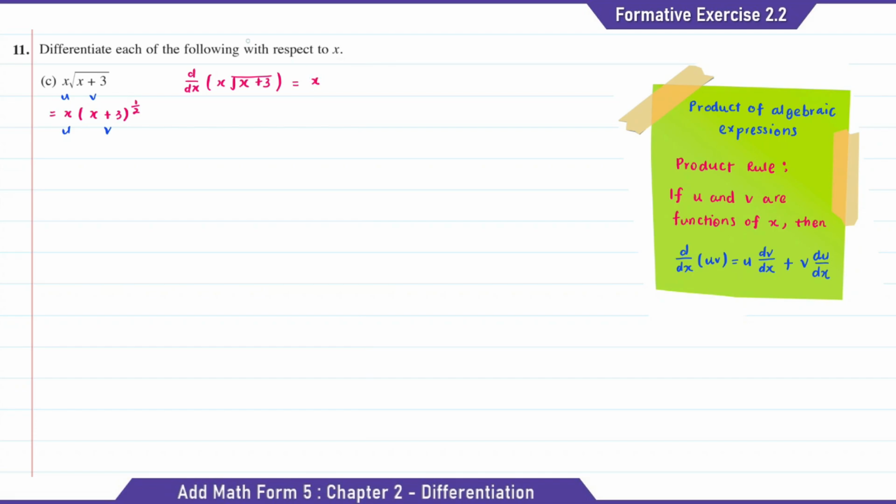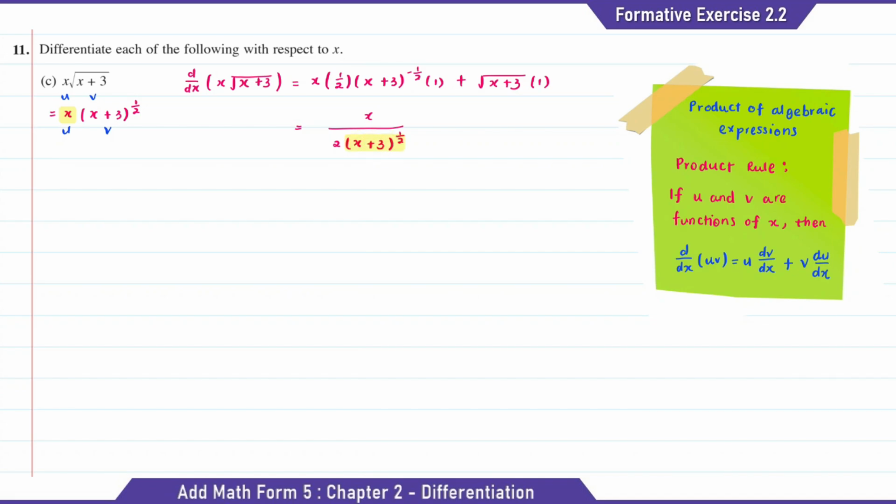First, copy the u, which is x, then differentiate the v. This is equal to 1 over 2 bracket x plus 3 to the power of negative 1 over 2. Then differentiate the terms in the bracket, which is going to be 1. Plus, copy the v, square root x plus 3. Then differentiate the u, which is 1. Next, we're going to get x over 2 bracket x plus 3 to the power of 1 over 2.